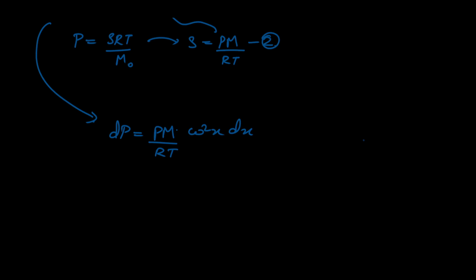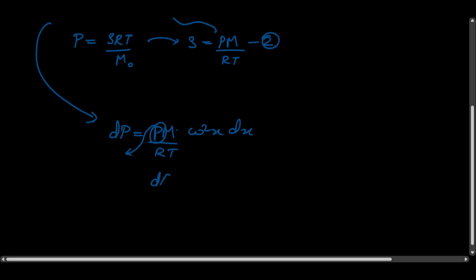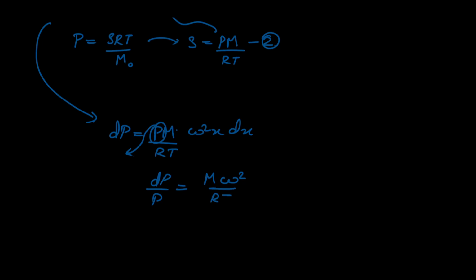Now all we need to do is integrate this. We'll have this P in the denominator, since the pressure is going to depend on it, so we have this on the LHS for the pressure dependencies. So we have dP over P as m omega squared over RT times x dx. This will be integrated, and the limits will be kept from a distance of 0 to, let us say, some distance r.